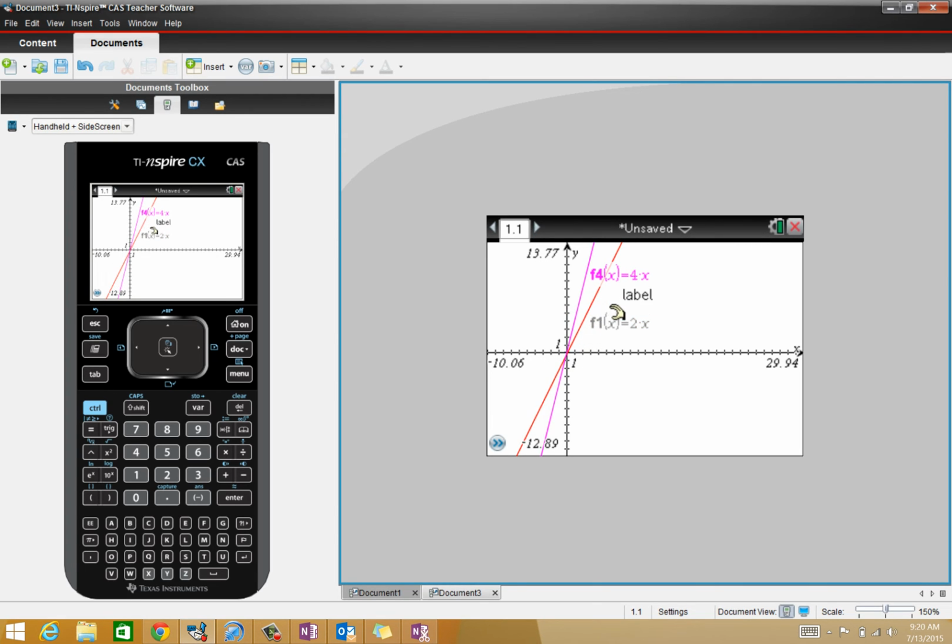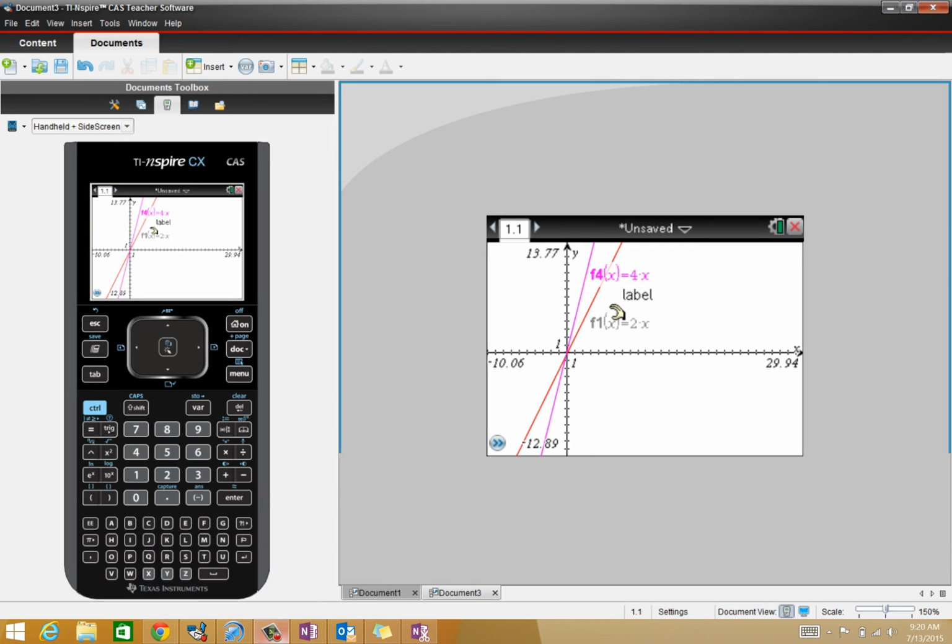Okay. Now, you can see there that we've got a graph of y equals 2x and y equals 4x. Now, let's have a look. What is the coefficient of x in this case? In this case here, what's the coefficient of x? 4.